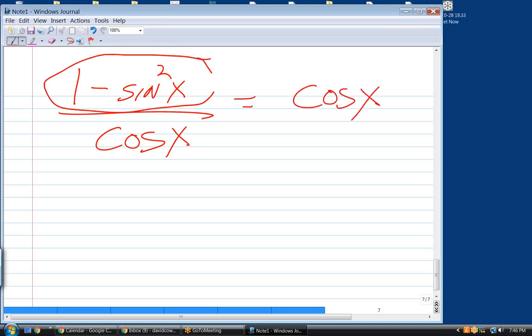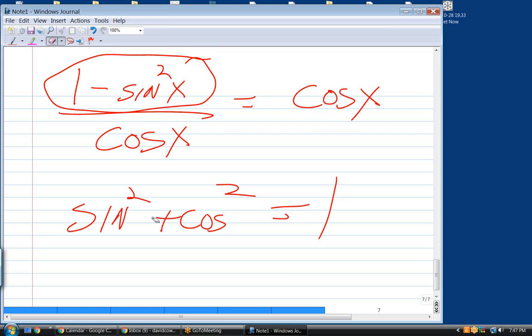What's that equal to? Based on what? Would it be the Pythagorean identity? Yes. In other words, if sine squared plus cosine squared equals 1, what does 1 minus sine squared equal? That would equal cosine squared. Correct.